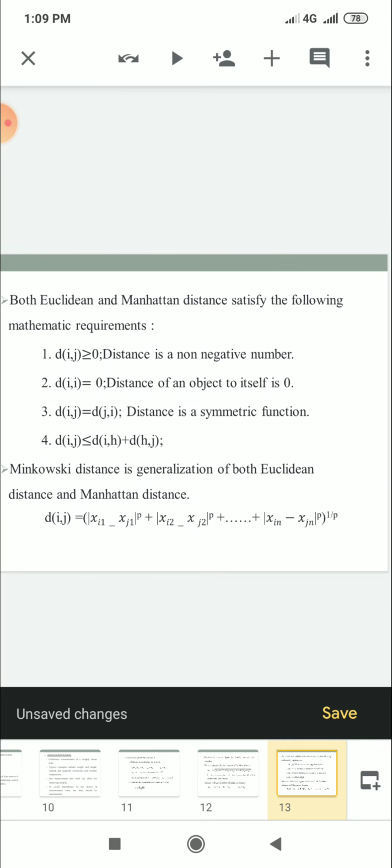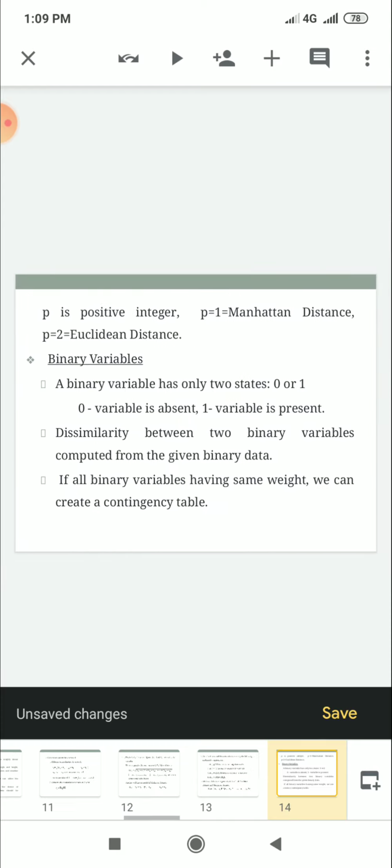Minkowski distance is a generalization of both Euclidean distance and Manhattan distance. It can be found by d(i,j) = (|x_i1 - x_j1|^p + |x_i2 - x_j2|^p + ... + |x_in - x_jn|^p)^(1/p), where p is a positive integer. p = 1 for Manhattan distance and p = 2 for Euclidean distance.